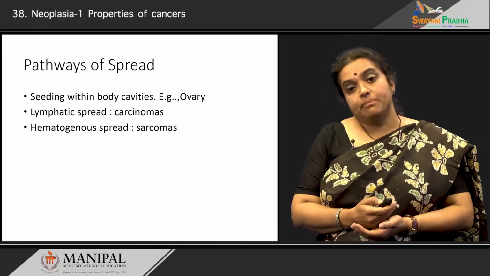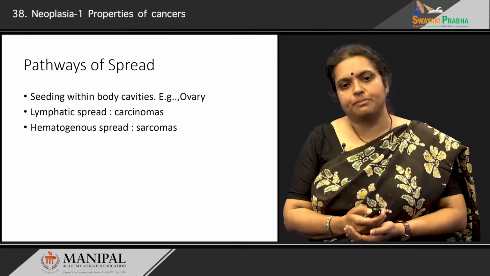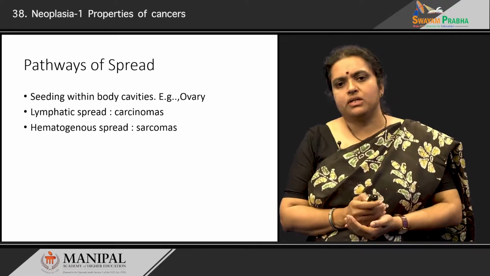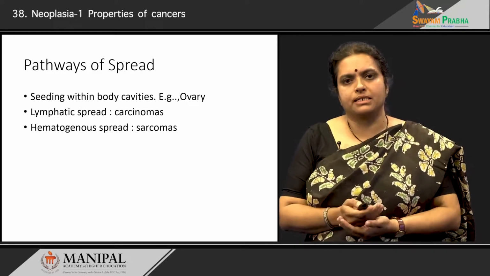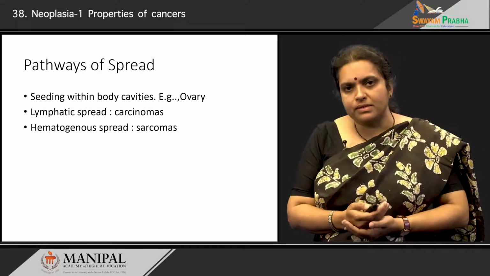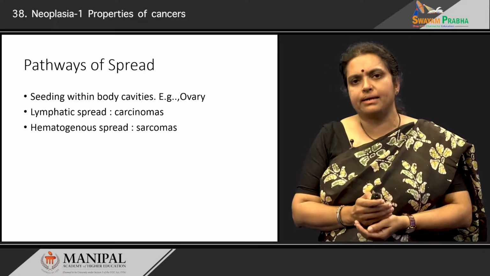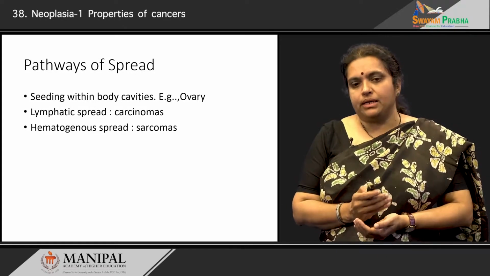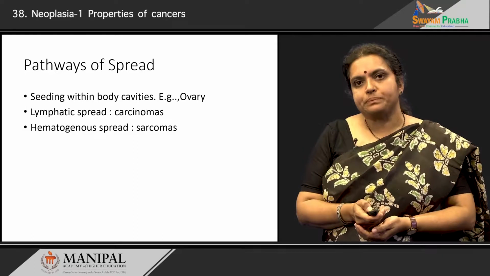And lastly, hematogenous spread, or spread through the bloodstream. Now, usually sarcomas spread by bloodstream. Now, these are not all-or-none kinds of phenomena, because certain carcinomas can spread by a hematogenous route and some sarcomas can spread by the lymphatic route, and since the two routes are connected, what starts off as a lymphatic spread can go on to become hematogenous also. So, these are not rules that are always followed. But usually carcinomas spread by the lymphatic route and sarcomas by the hematogenous route.